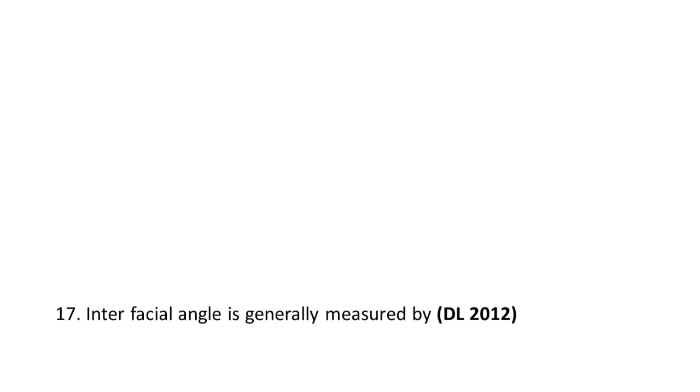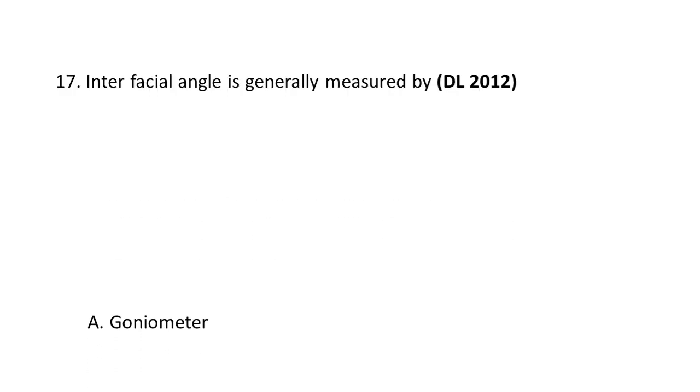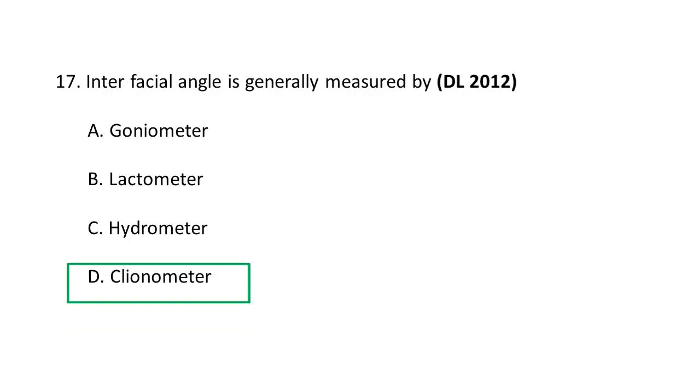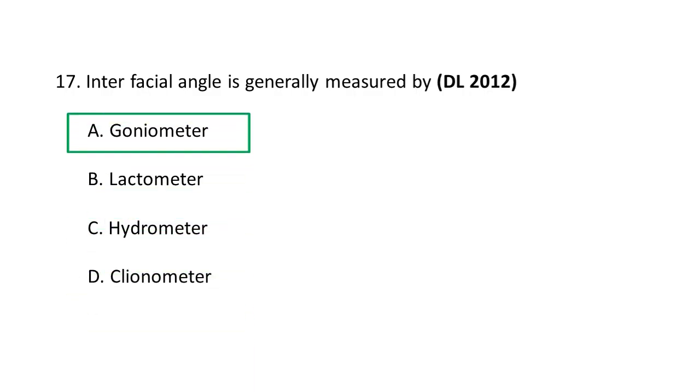Next question. Interfacial angle is generally measured by A. goniometer, B. lactometer, C. hydrometer and D. clinometer. Interfacial angle is generally measured by goniometer. So a goniometer is an instrument used to measure the interfacial angles.